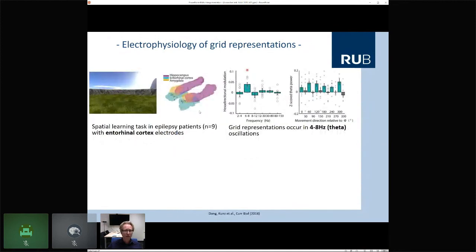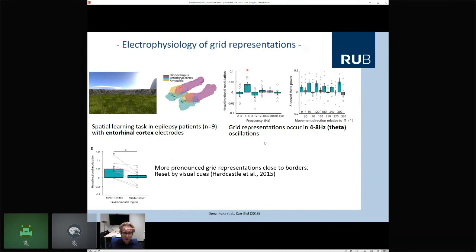representations. So we conducted the same task in patients with entorhinal cortex electrodes, had 9 patients in total, and found clear evidence for grid representations in the 4 to 8 hertz theta frequency range. We also found that these patterns were more pronounced when the participants navigated again close to the borders, suggesting that the grid representations were reset via the encounters with these visual cues.